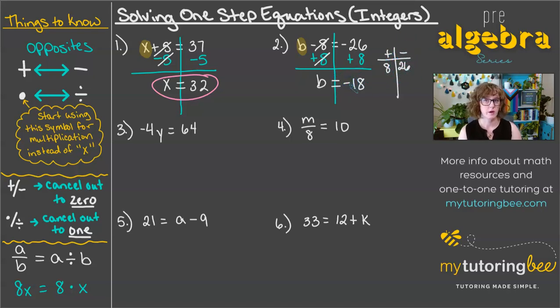So then that is what our answer is going to be, a negative 18. Okay, let's take a look at number 3. We've got negative 4y equals 64. All right, so a few things to talk about here.